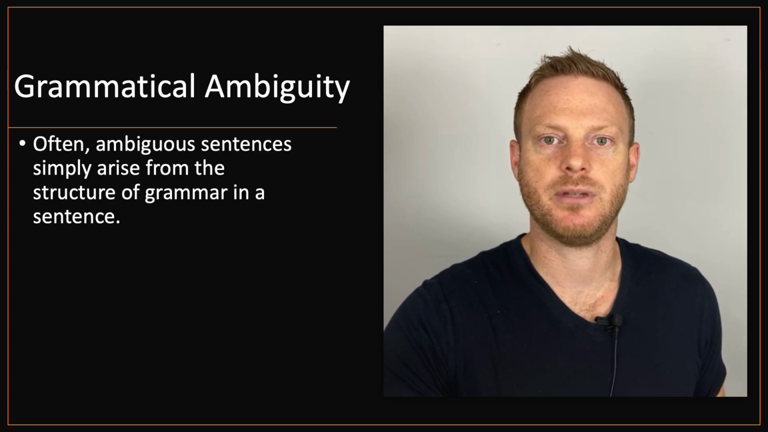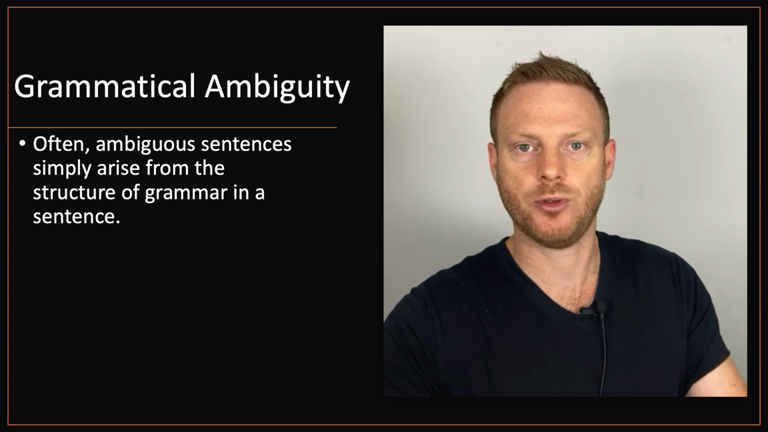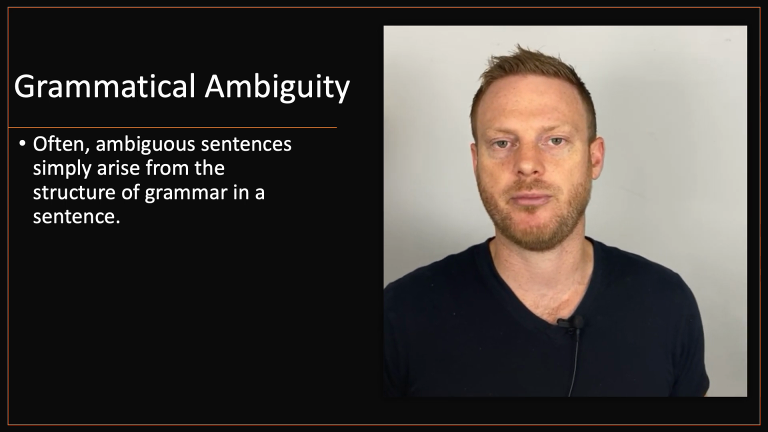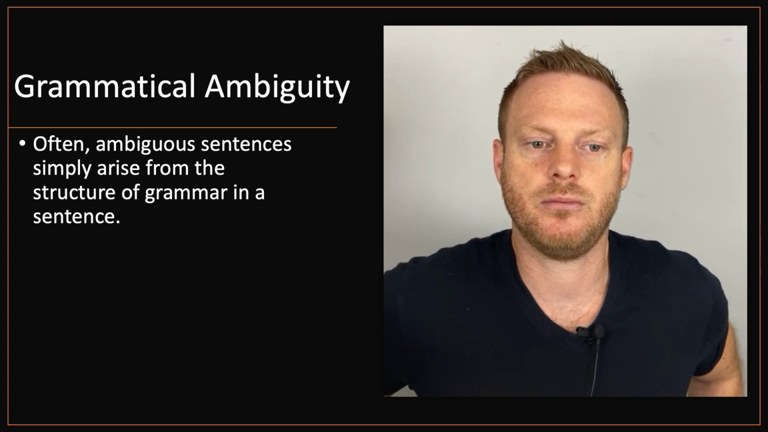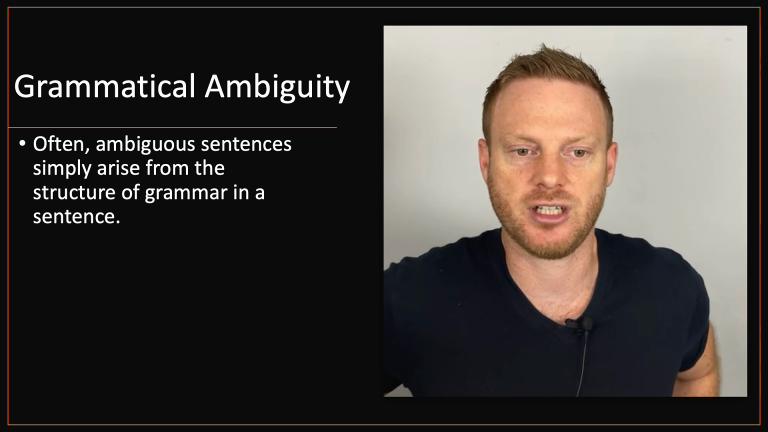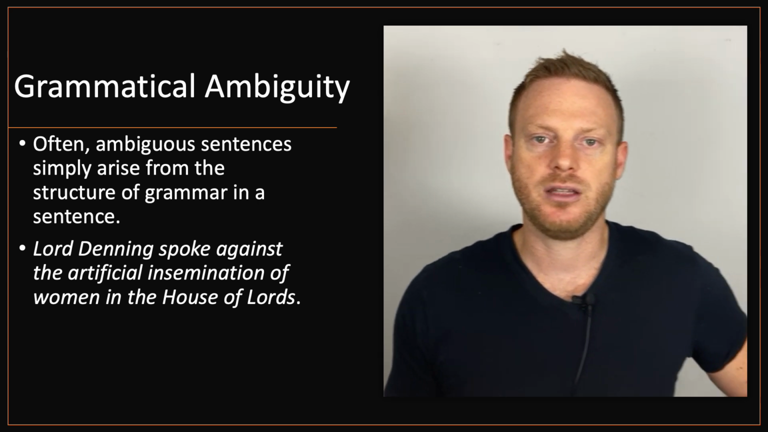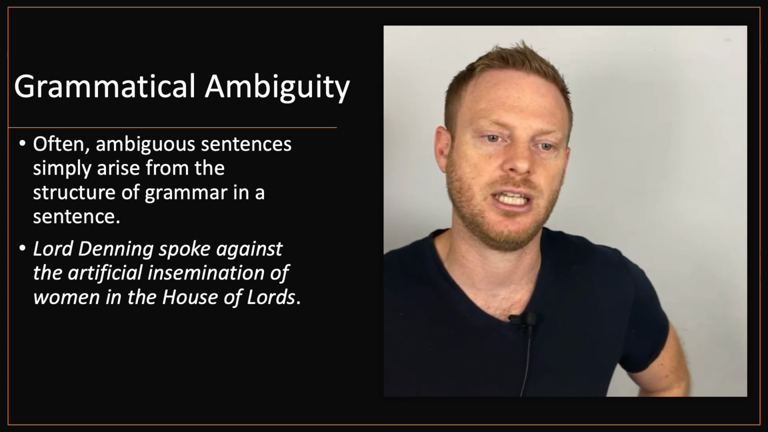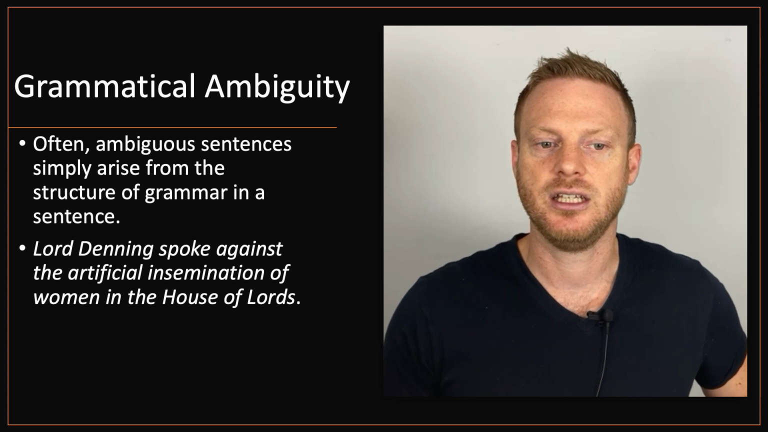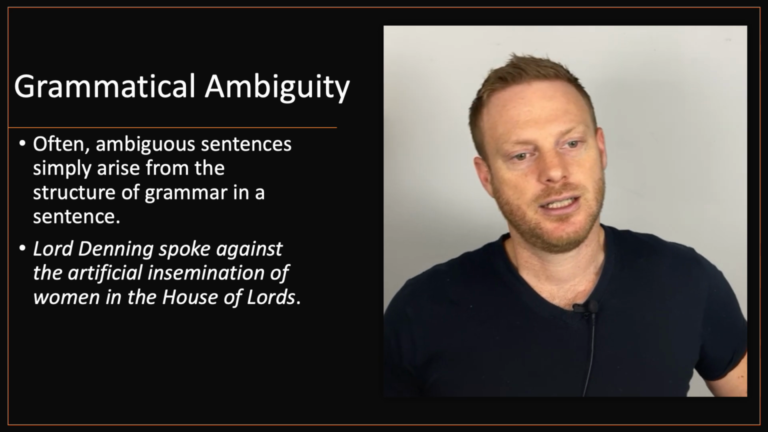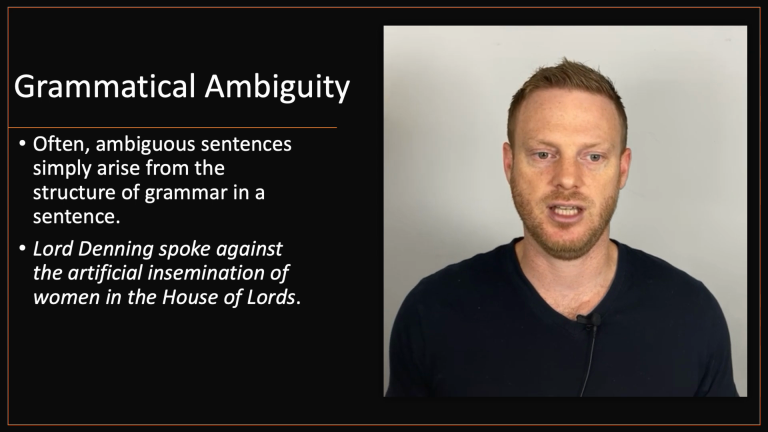Now, there's a way we can be ambiguous. Keep in mind, ambiguity is when there are multiple meanings on the table. It often arises from what we call grammatical ambiguity, and this is from just the way a sentence is strung together. Some of these are really silly and childish examples, but these are instances of grammatical ambiguity. So here's a sentence: Lord Dennig spoke against the artificial insemination of women in the House of Lords. So this is ambiguous. It's not ambiguous in normal use because we know what is meant by this.